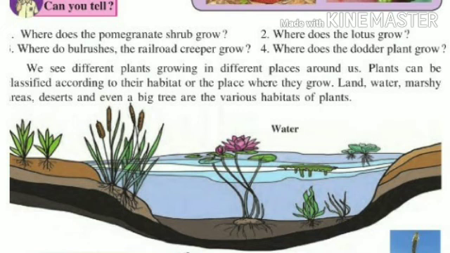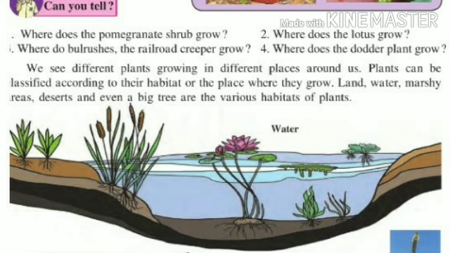Next question, where does the dodder plant grow? The dodder plant is a parasitic plant. It is seen growing on a host plant. It can absorb all required nutrients from the host plant, that is the main plant.